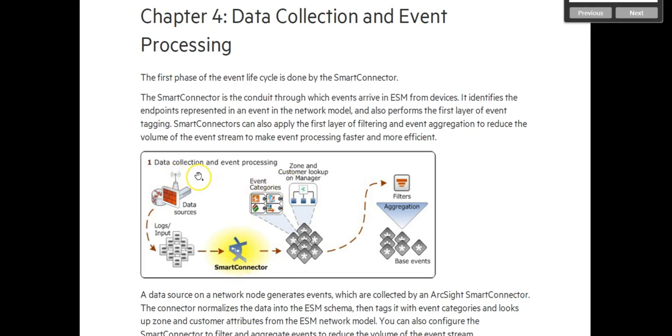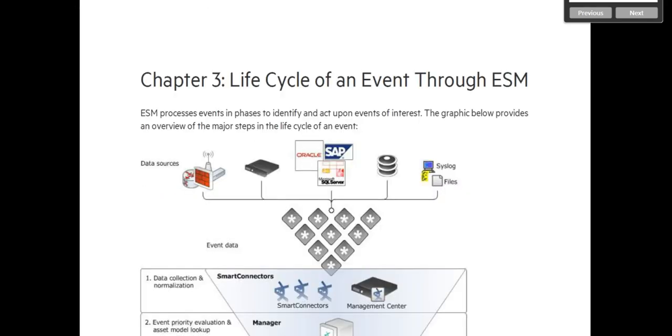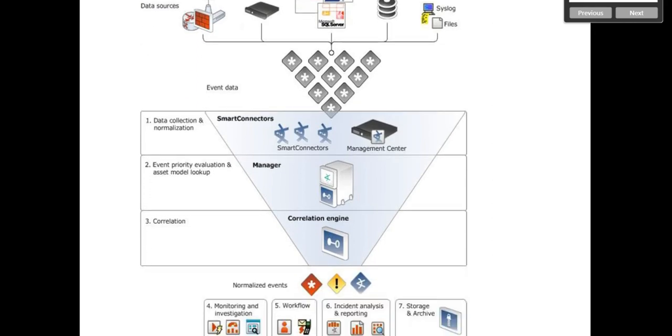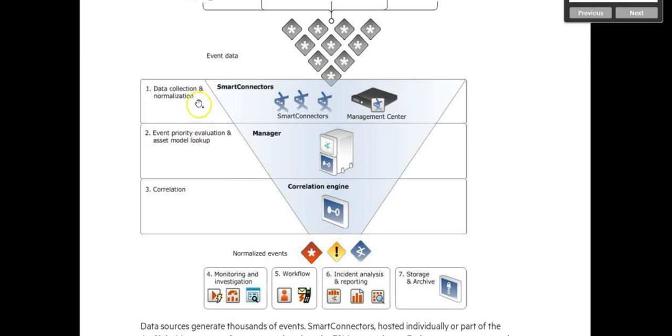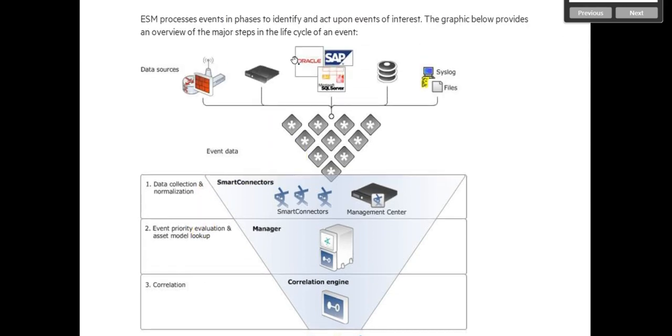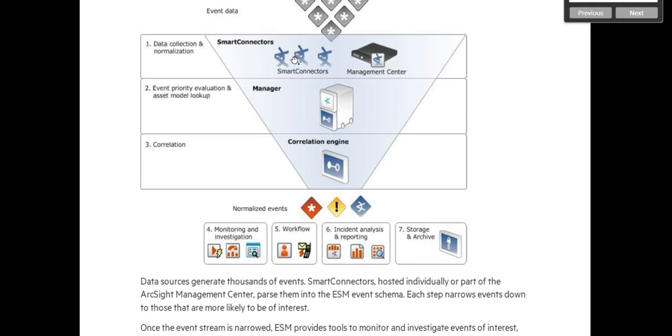This is the first phase of the event lifecycle, data collection and event processing. I'll just refresh your minds with this diagram that we already studied in the previous lessons. So we have 7 phases for the events coming from the log sources. Event data passes through this first phase, and the component in the ArcSight ecosystem responsible for that phase is the smart connectors. So we are in this phase now, and we will pass through the different phases.